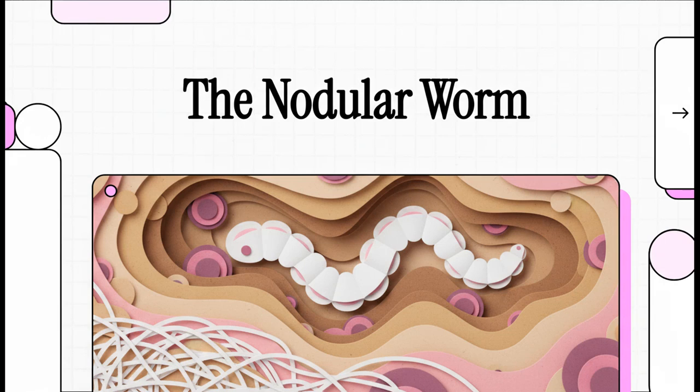All right, today we're diving deep into the story of a parasitic worm that causes this really mysterious and severe illness. It actually creates growths inside the gut that look a lot like tumors, leaving doctors with a super complex puzzle to solve. This is the story of the nodular worm Oesophagostomum. So let's get into it.